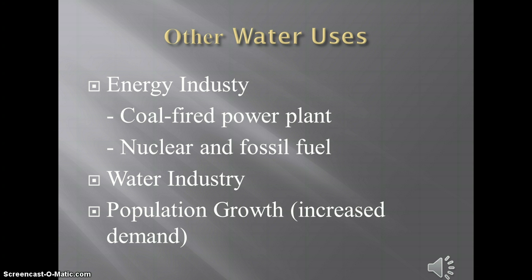After agriculture, the energy industry is the second largest user of water in the United States. Nuclear and fossil fuel production of energy require approximately 140,000 billion gallons per day of fresh water. The water industry itself uses approximately 75 billion kilowatt-hours of electricity per year. To produce this energy requires even more water.